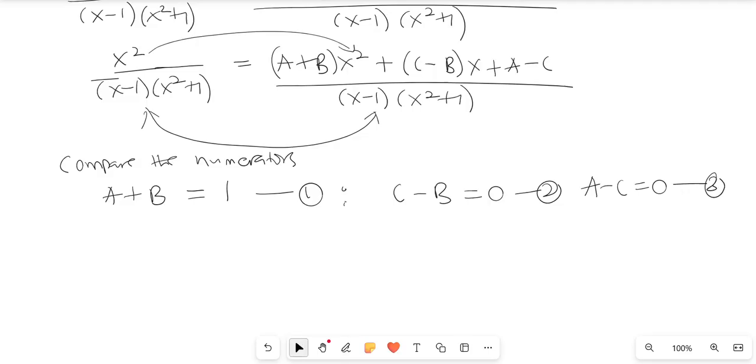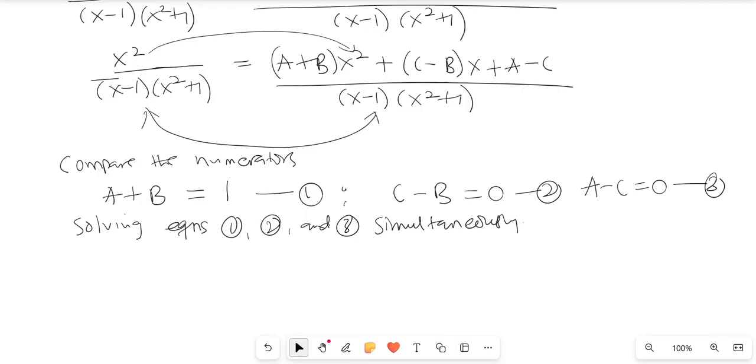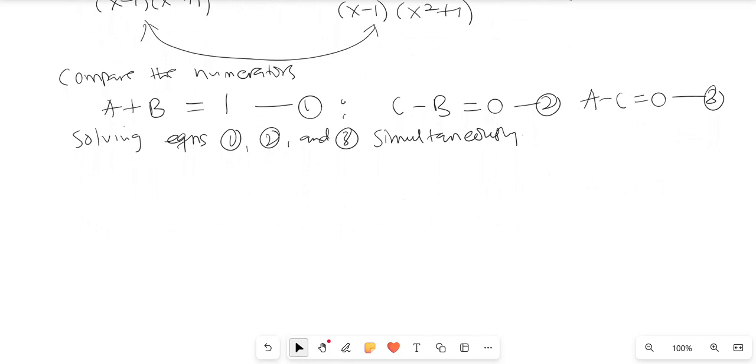Now we have to solve these three equations simultaneously. I'm not going to do that. I will just give you the values for A, B, and C that will satisfy all these three equations. So A is half, B is half, and C is half.